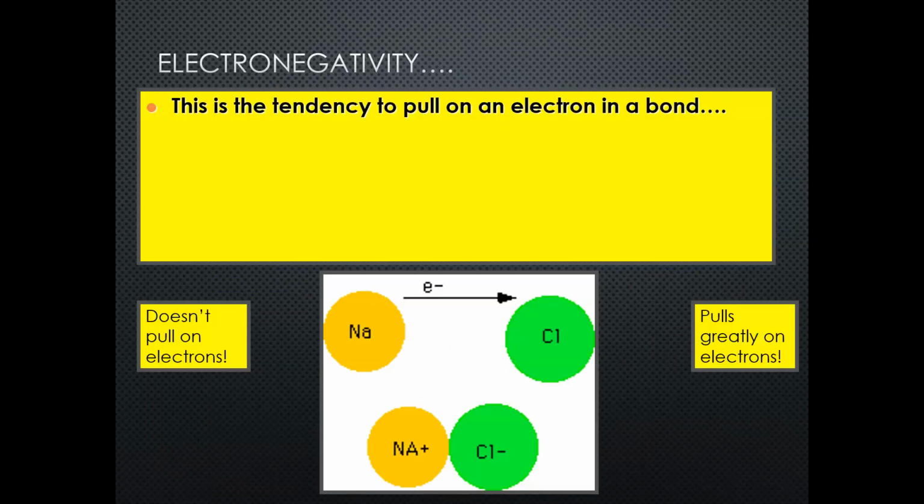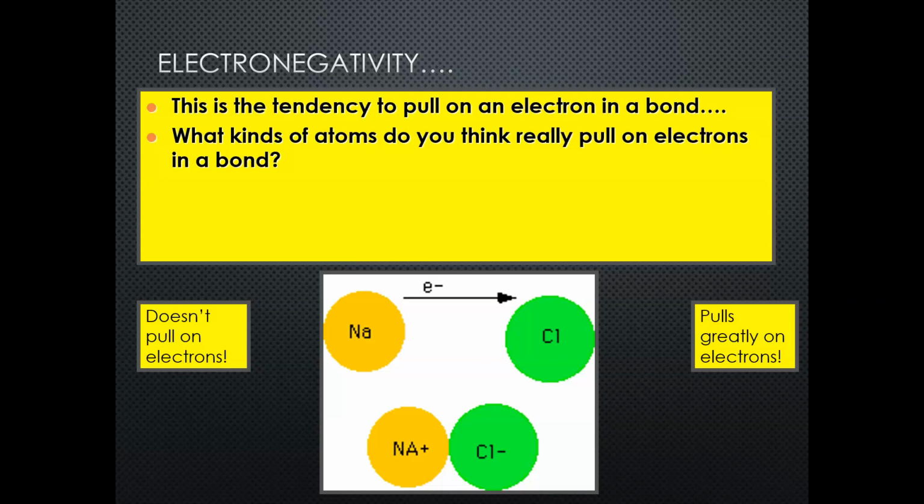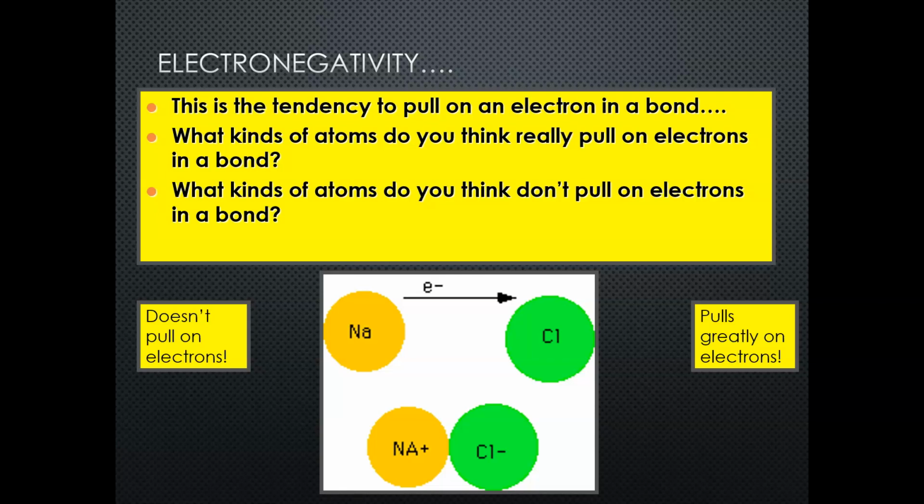So when we start talking about features of elements, electronegativity is something we have to talk about. Electronegativity, by definition, is the tendency to pull on an electron in a bond. So if I make table salt, sodium chloride, the sodium isn't really going to pull on those electrons. The chlorine is. So what kind of atoms do you think really pull on the electrons in the bond? What do you think aren't going to be pulling on those electrons?